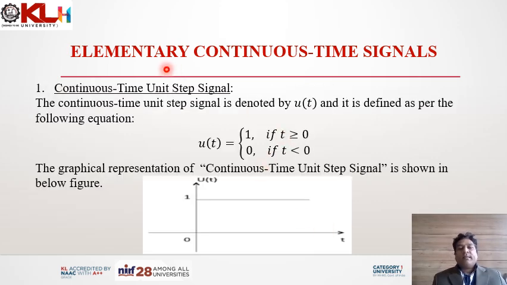Now we are going to discuss the continuous time unit step signal. It is denoted as u of t. It is defined by the formula u of t is 1 for all t greater than or equal to 0, that is positive time, and u of t is 0 for all negative time, that is t less than 0. The shape of the unit step signal is in the shape of a step.